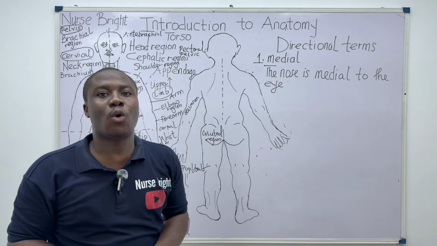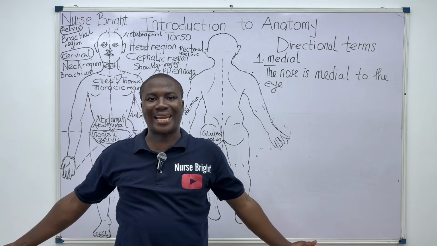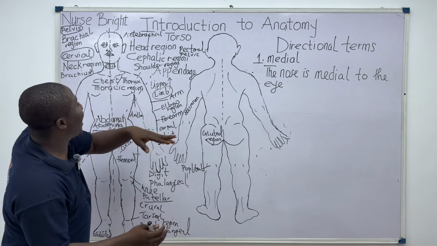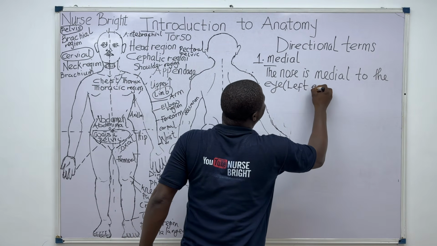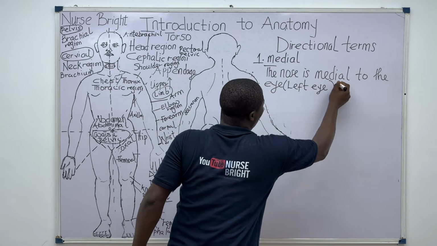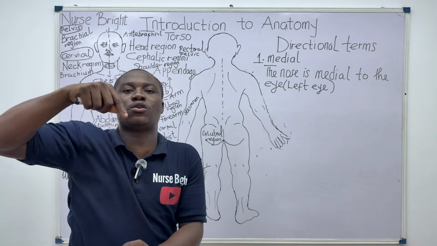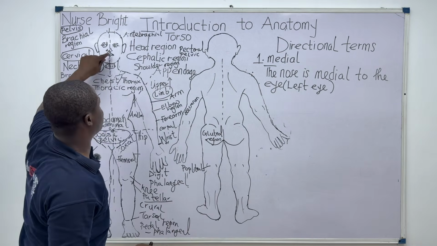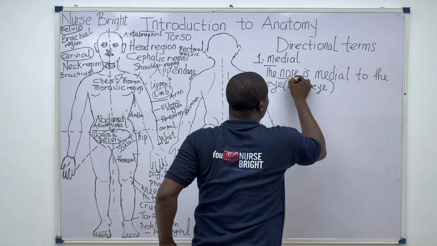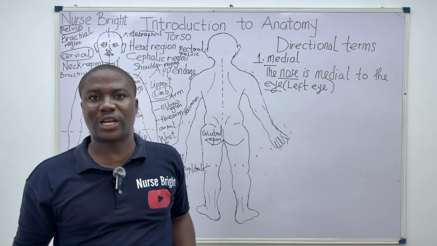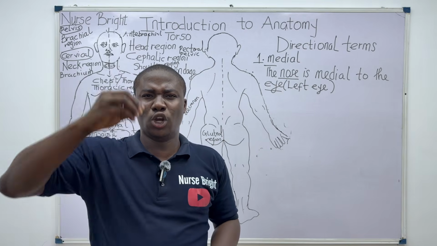But to be specific, we have to tell the position of the eye, or which half of the eye. We start anatomical. This is the left eye. We are using the left eye in this case. So we simply say that the nose is medial to the left eye. Do you understand what is happening about directional terms? It is the anatomical term that describes the position of a particular structure in relation to another. So you must see two structures when you are talking about directional terms. We'll learn as much as we can in this aspect on introduction to anatomy.